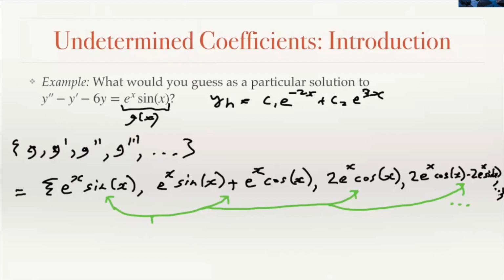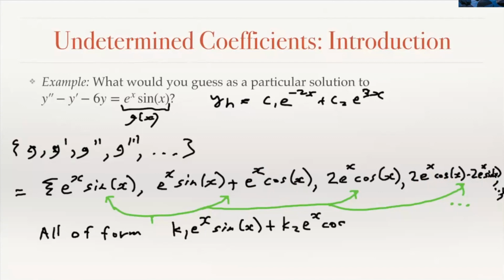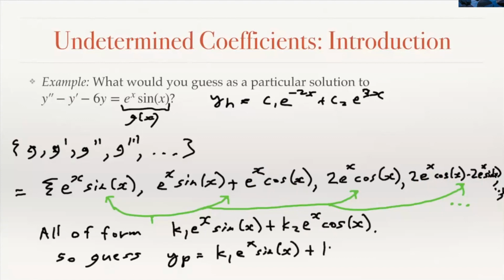And you can see that no matter how many times we take the derivative, the product rule will just keep an e to the x times either a sine or a cosine. So all of these are of the form k1 e to the x sine x plus k2 e to the x cosine x. So we would guess k1 e to the x sine x plus k2 e to the x cosine x. And we would plug that in and equate coefficients the exact same way that we did in the previous example. And we will get a system of equations with k1 and k2, which we can then solve, and we'll have our particular solution.